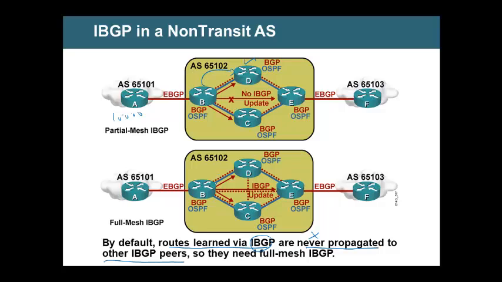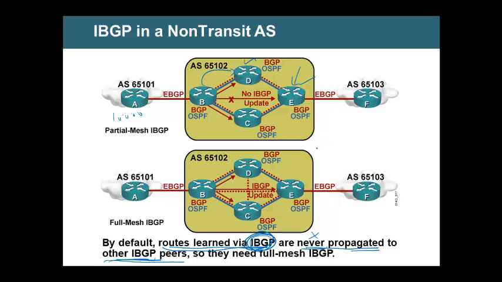See, you see here, the route learned from Bengaluru, Delhi will never propagate to Ernakulam. It will not propagate to Ernakulam. That is to prevent loop in an IBGP environment.